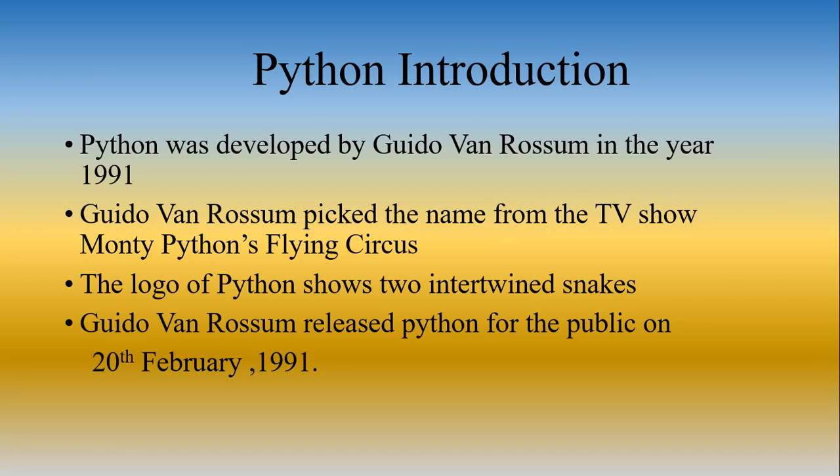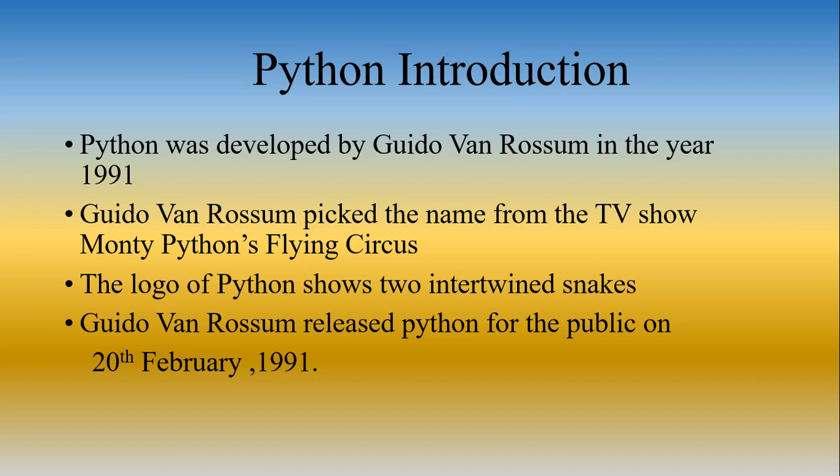Python was developed by Guido van Rossum in the year 1991. Guido van Rossum picked the name Python from the TV show Monty Python's Flying Circus. Yes, that was how Python was named. If you look at the logo of Python carefully, you will notice that it has two intertwined snakes. Guido van Rossum released Python for the public on 20th February 1991.